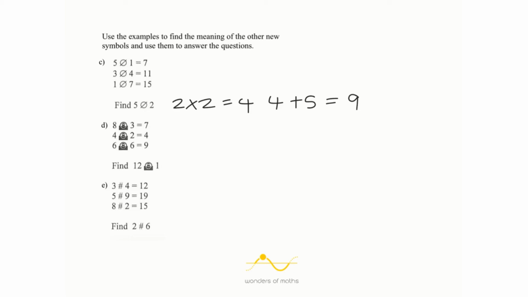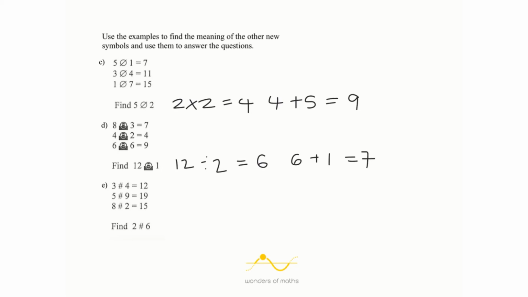The same process can be applied to part 4. Here, the order of operations is to divide the first term by 2, and then add this to the second term. So, for 8 and 3, we divide 8 by 2 to get 4, and then add 3 to this to get 7. For this part of the question, we need to do the same thing with the numbers 12 and 1. So we're going to divide 12 by 2 to get 6, and then add 6 to 1 to get our answer of 7.